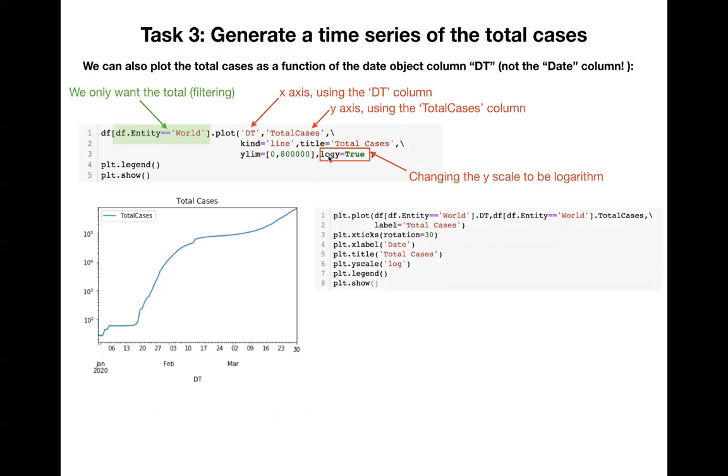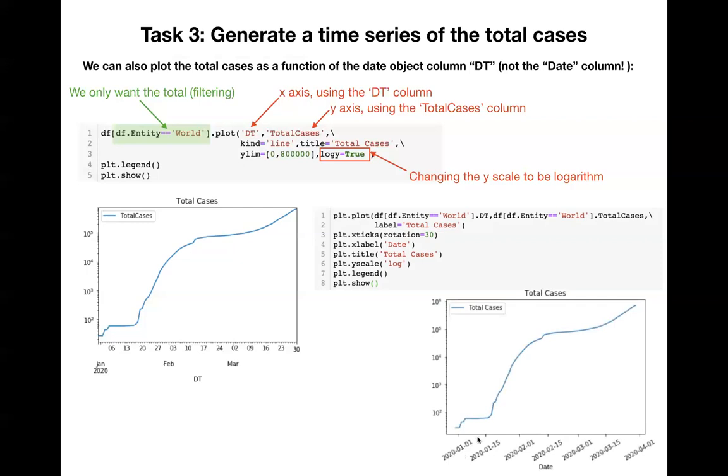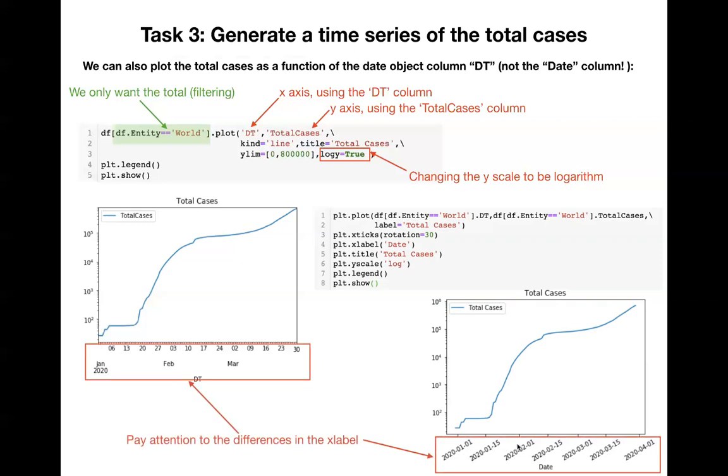And the thing that is different here is I used logy equals True. I'm changing the y scale to be logarithmic. So now it goes from 10 to the second, 10 to the third, 10 to the fourth, 10 to the fifth, and then goes like this. Right? So it's the same idea, use plot, but if you use plot with df.dt and df.total cases, you get something similar, but you get the full date. The dates are quite the same, but the layout is different. So pay attention to the differences. If you're plotting the horizontal axis, you use the actual date, right?